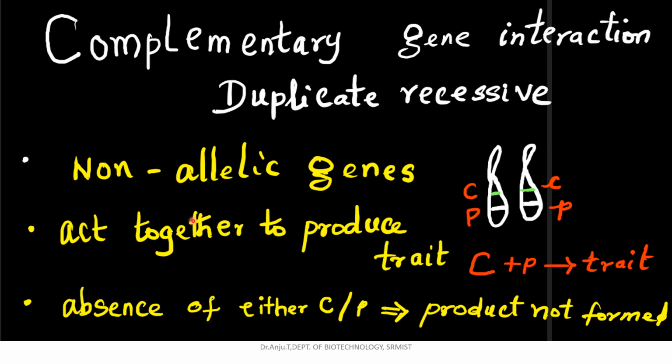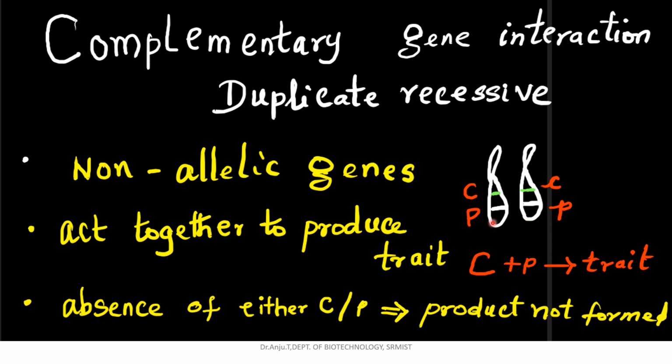First we will see about these genes. So these are two genes. A trait is controlled by two genes. They are non-allelic, they are not alleles of the same gene. That is, two genes which act together to produce a product. So let us take here a gene C and a gene P. They act together to produce a trait.